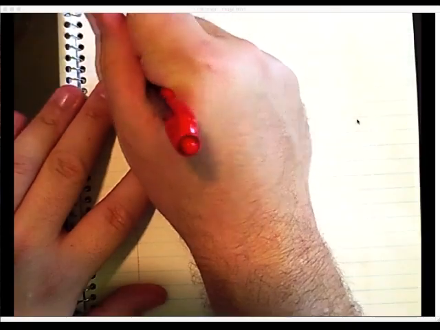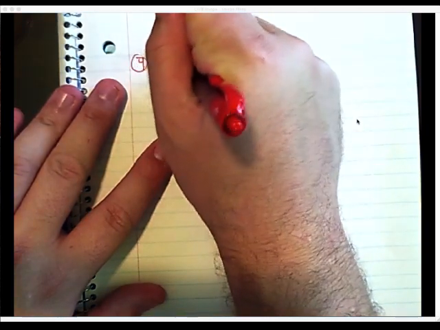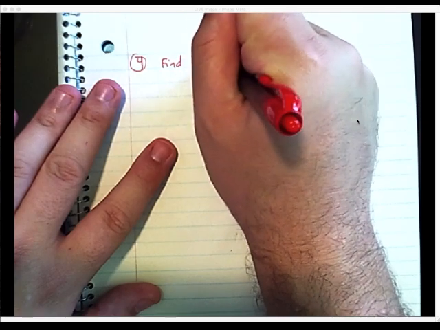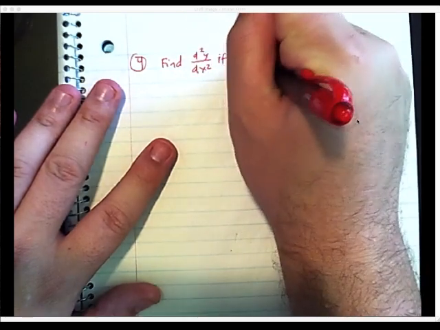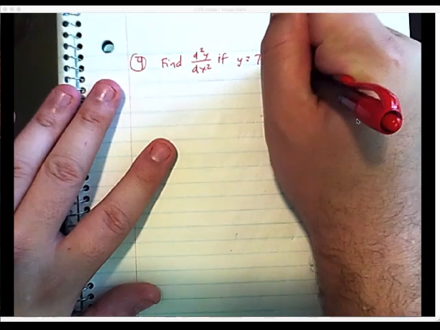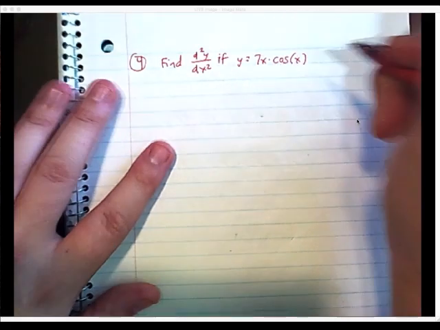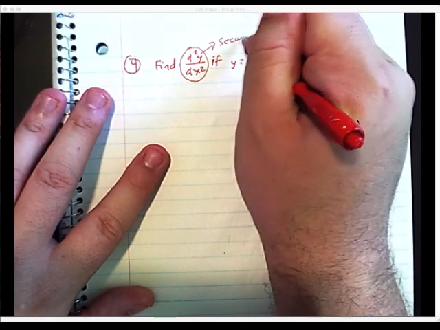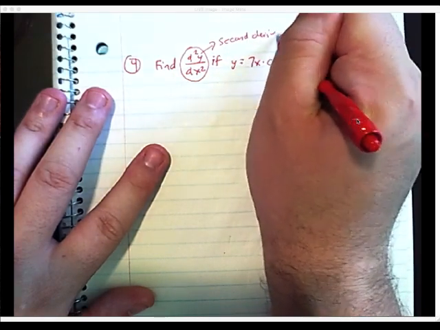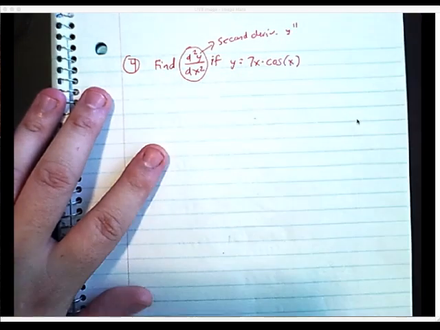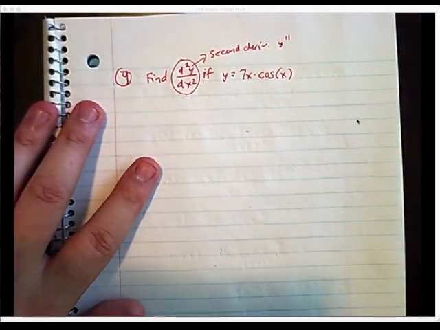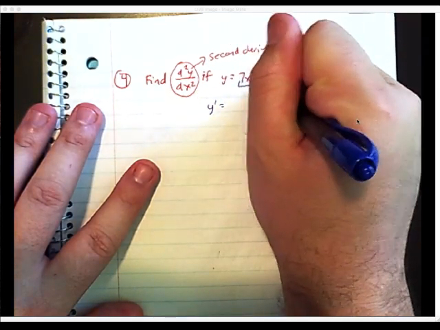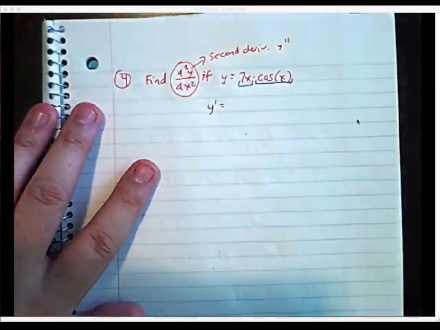So number 4, it says find d squared y over dx squared if y equals 7x times the cosine of x. So you got to remind yourself, what does this mean? Second derivative. And we can also write it as y double prime. So to find the first derivative, notice y is a product. So we got to use the product rule.